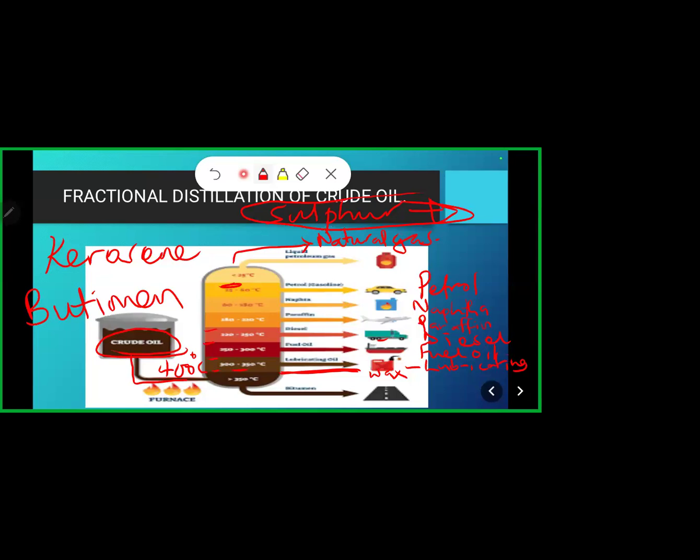Kaylee, please unmute. Diesel is used to run engines of vehicles, especially big vehicles. Okay. Now let's hear also from Frida Peace. Anyone? For me, I think diesel is used in the making of candle wax.